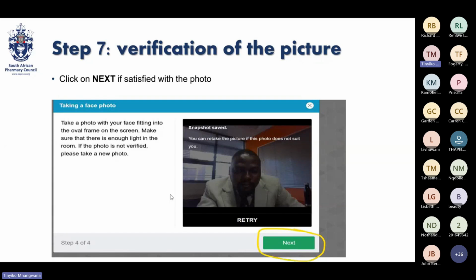You do that, you take the picture. If you're not happy with the picture, you press retry here. It will take another one, but take note of time, that you don't waste time trying to take a beautiful picture. As long as it's clear and visible, there's enough light to show a clear picture of you. Then you press next when you're satisfied with the picture.